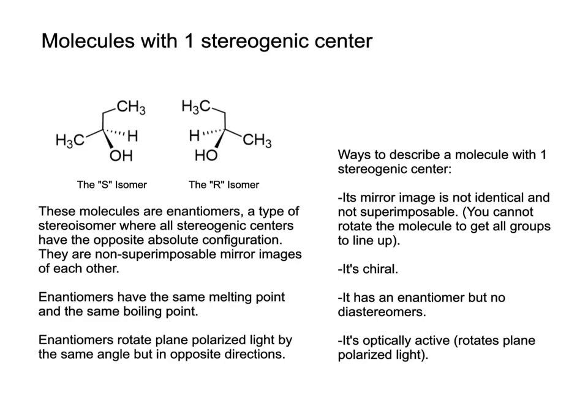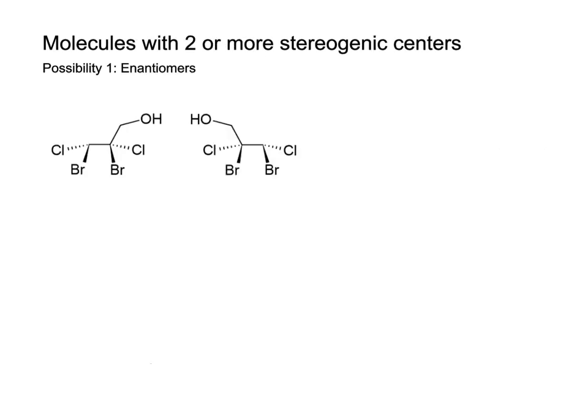Once we get beyond molecules with only 1 stereogenic center, things can get a little trickier because there are 3 different possibilities. The first possibility is enantiomers. If we look at these 2 molecules below, how would we say that they're related to each other?